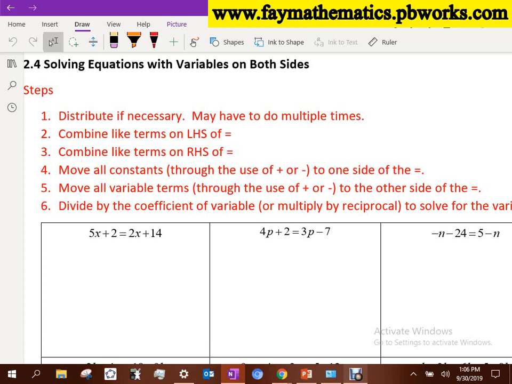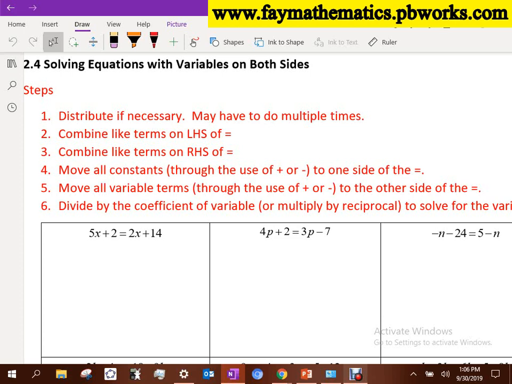So we're going to have the first example down here. In this question, step 1, step 2, and step 3 have already been done for us. So we're right now at move all constants to the other side of the equal sign. You see you've got a 2 on the left and a 14 on the right, correct? We don't like that. We need to get either the 2 over with the 14, or the 14 over with the 2. Does that make sense to everybody?